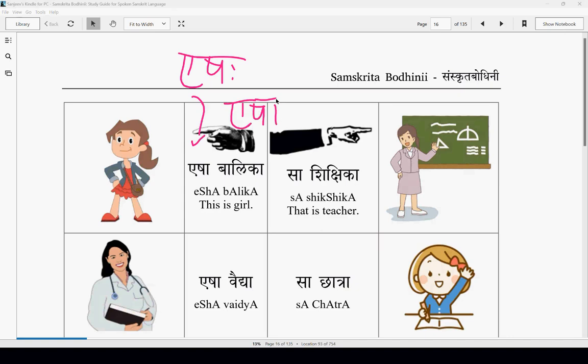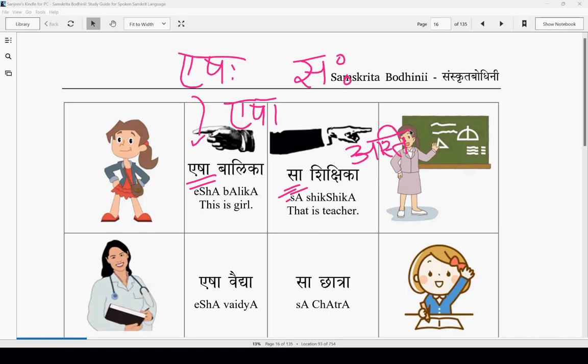Esha also means this. In English I don't find a different word to indicate this in a different gender. But in Sanskritam we use esha because balika is strilingam, and saha we used for pullinga words, the sa we used for strilinga words. So it was saha balakaha or saha shikshakaha. Now here we have Sa Shikshika, so that teacher. So again, asti can be added optionally here. Sa Shikshika asti.